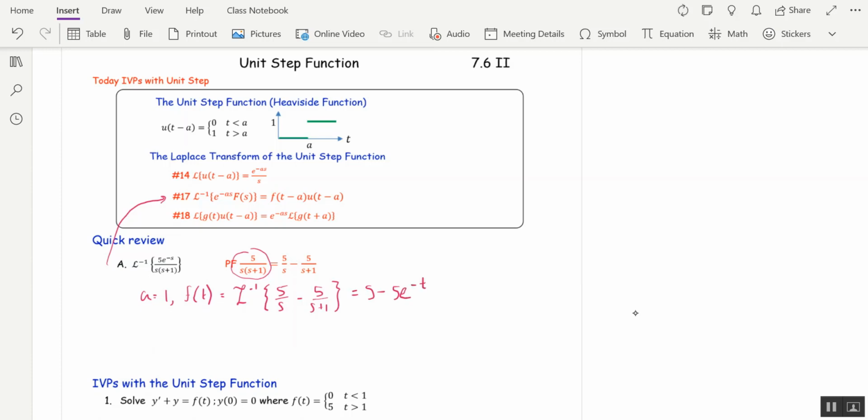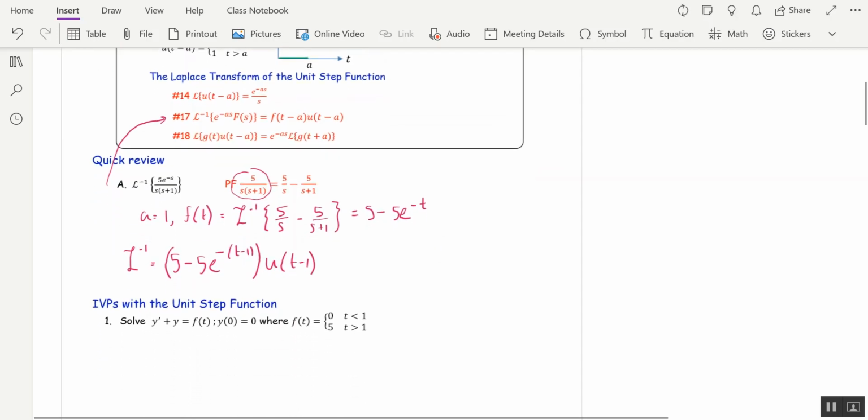And so by formula 17, L inverse is equal to, I want f of t minus 1. So 5 minus 5 e to the negative parenthesis t minus 1, and all of that, you need parentheses around all of that, gets multiplied by u of t minus 1. All right, and we're going to use that in the next problem. So that's going to come up, and we'll just refer to that.